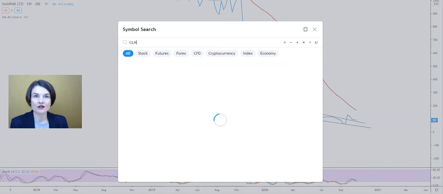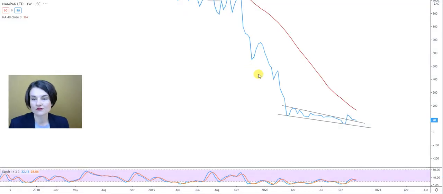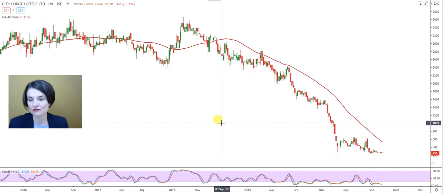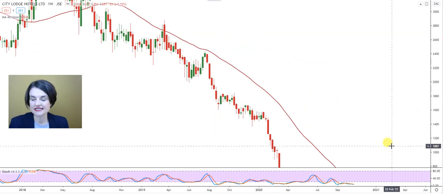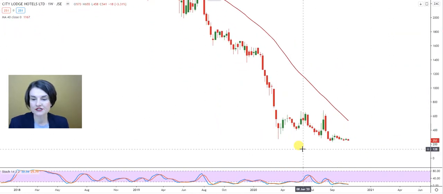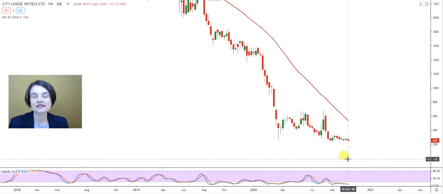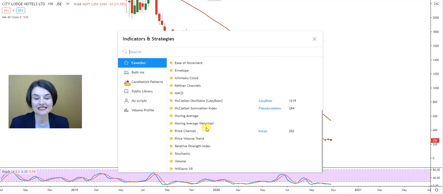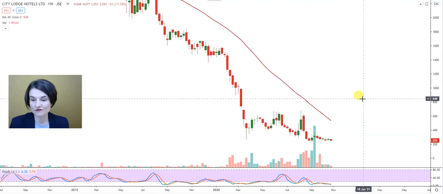Rue wanted us to look at City Lodge, also a share beaten to pieces, and I want to go back to a candle graph because we can clearly see that every bounce takes the share a little bit higher, and that implies loss of momentum and lower highs, and that is seen as negative. So from a technical perspective, also a relatively thin share. Let's go back to volume.